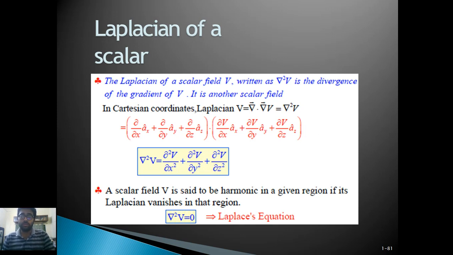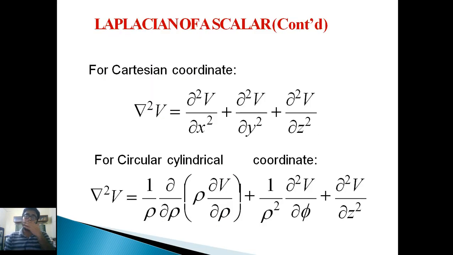So let's go to the lecture. Now the Laplacian of a scalar for the Cartesian coordinate system, we got this, and for the cylindrical coordinate system, the value of the Laplacian is 1 by rho del of del rho of rho del V by del rho, plus 1 by rho square into del square V by del phi square, plus del square V by del z square. This is the circular cylindrical coordinate system.